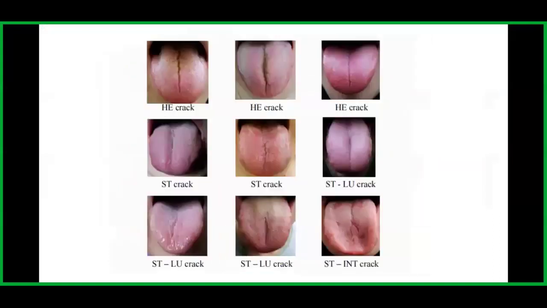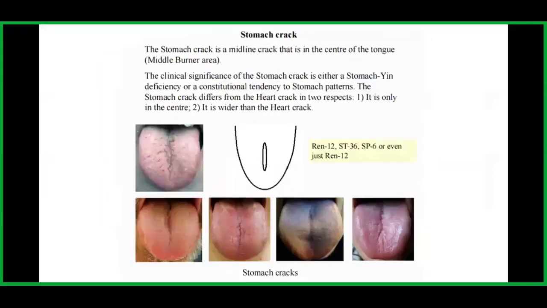So you can see here in all these pictures, the heart cracks, the stomach cracks, and the stomach and lung cracks. The stomach crack is a midline crack that is in the center of the tongue, which is the middle burner area. The clinical significance of the stomach crack is either a stomach yin deficiency or a constitutional tendency to stomach patterns. The stomach crack differs from the heart crack in two respects. One, it is only in the center, and two, it is wider than the heart crack.